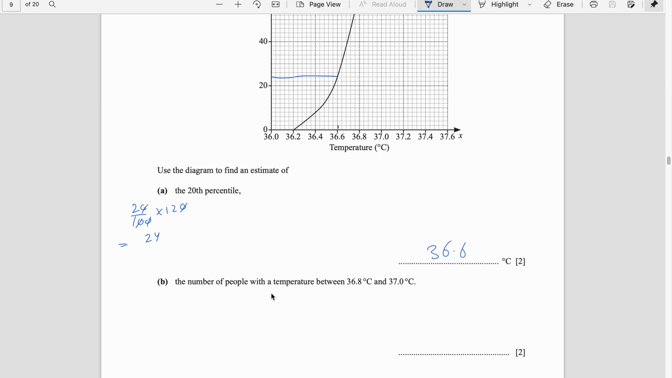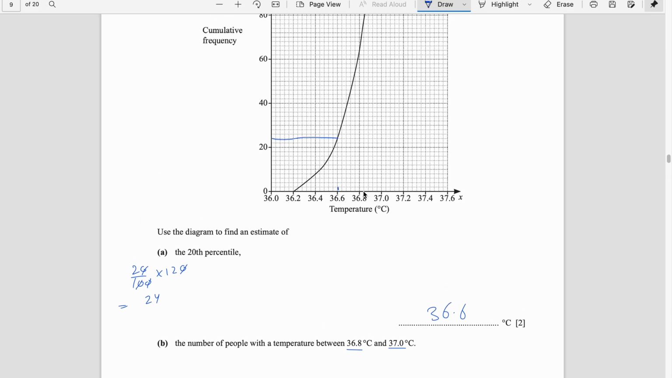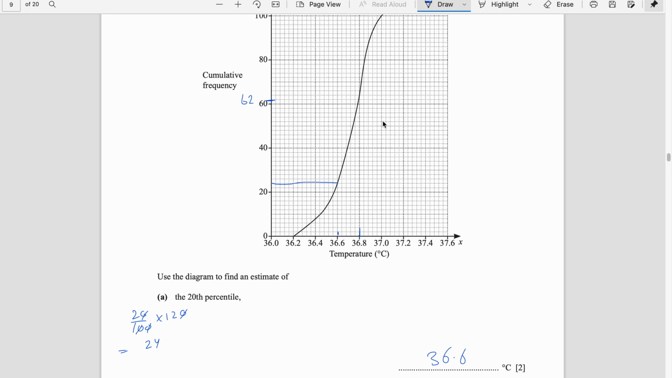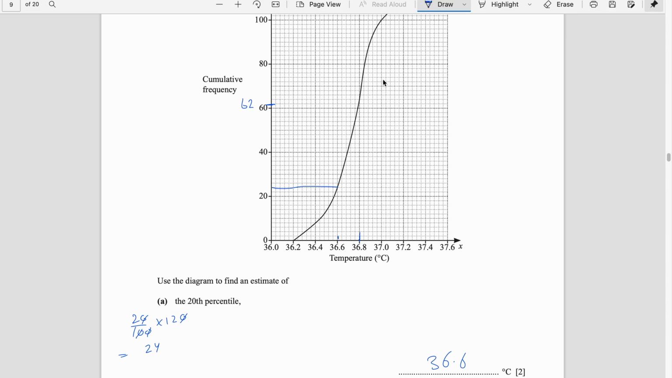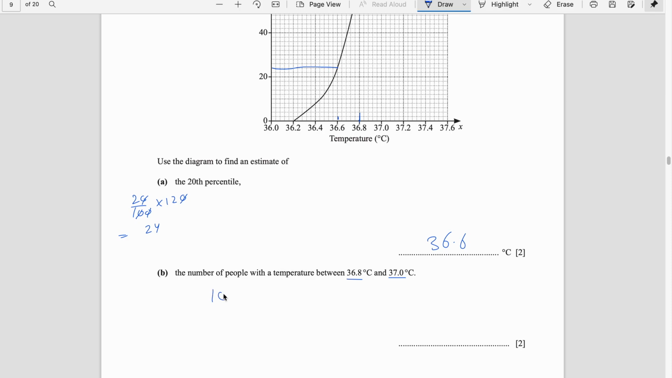B part says the number of people with temperature between 36.8 and 37. So 36.8, we go up and see this is 62. And for 37, you go up this line, use your scale and pencil only, and that is 100. So the number of people between 100 and 62 are 38.